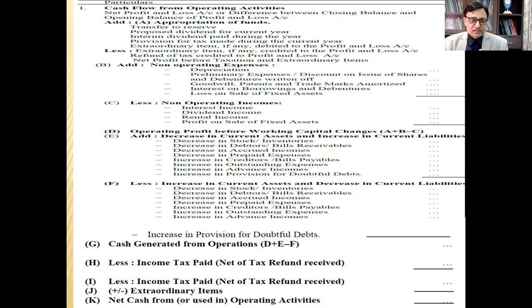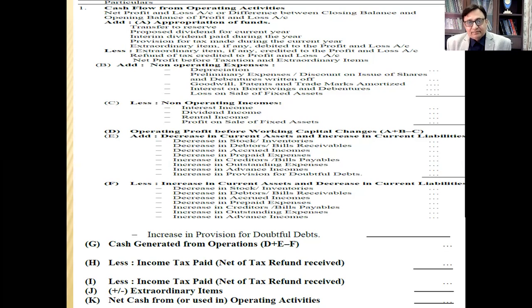So first we'll be focusing on the operating activities. That means how the cash from operating activities is arrived at. As far as arriving at the figure of cash from operations is concerned, there are two methods. The first method is the direct method, and the second method is the indirect method.